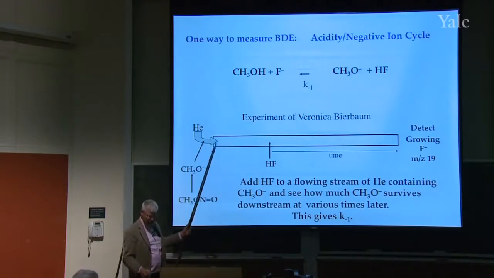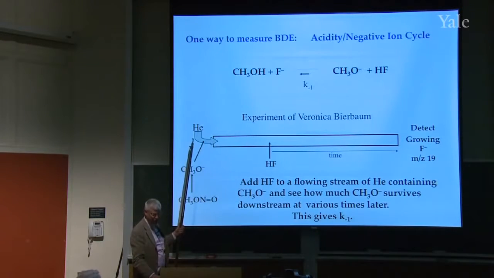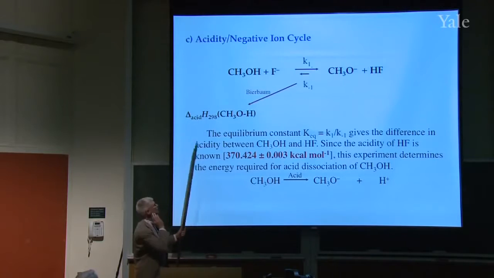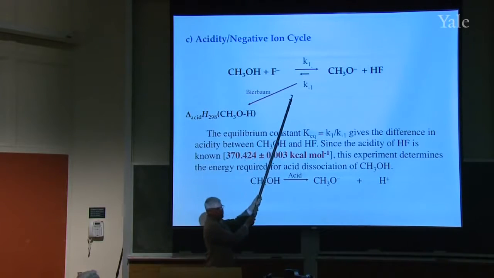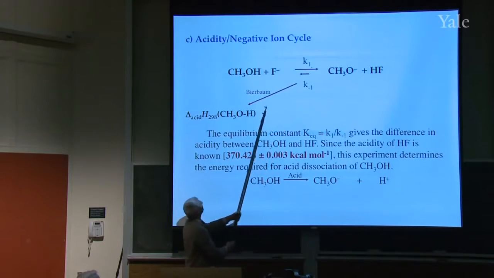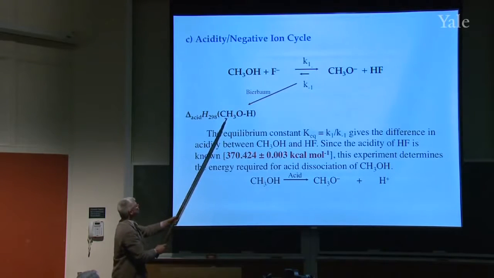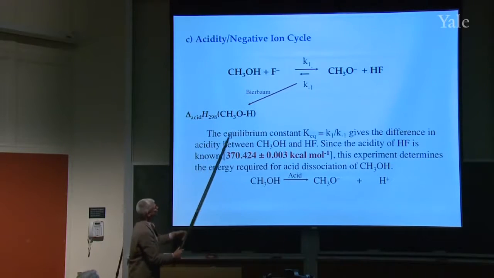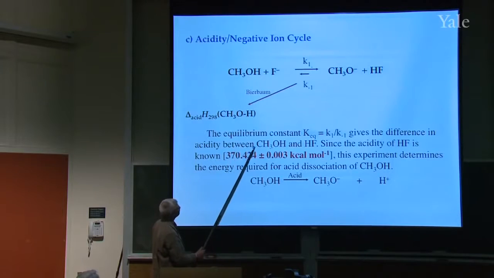So it turns out when you do that, you're able to monitor this. If you've measured K1 and you've measured K minus 1, that is going to give you the equilibrium constant. And this is the difference in acidity between methanol and HF. But the acidity of HF is well known.